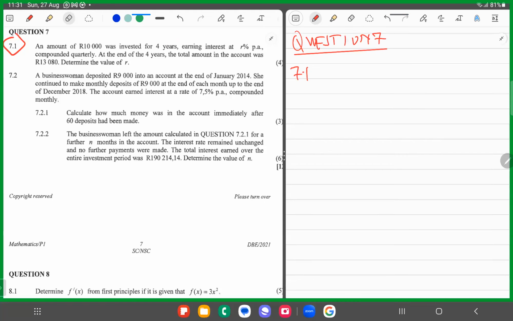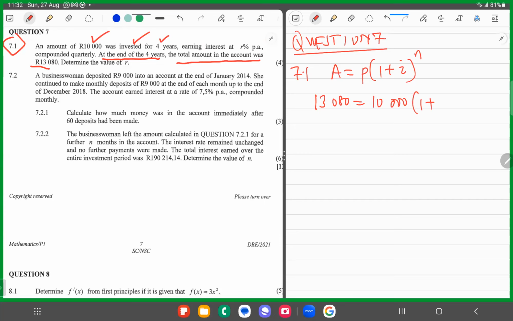So you'd have to know the formula because it was an investment. It was an investment for 4 years, so we're going to use the formula for the investments, which is A equals P into 1 plus i to the power n. The total amount in the account at the end of the 4 years, the future value, became 13,080. The present value, the amount that was invested, was 10,000 for 4 years.